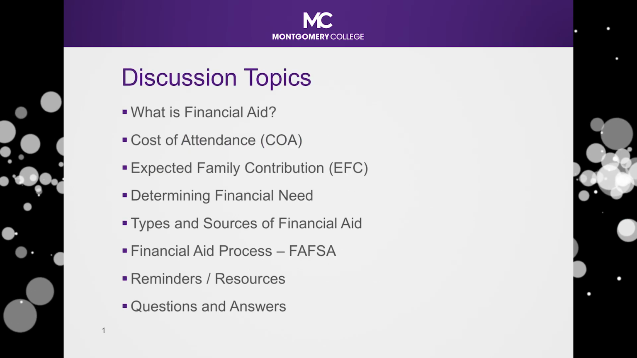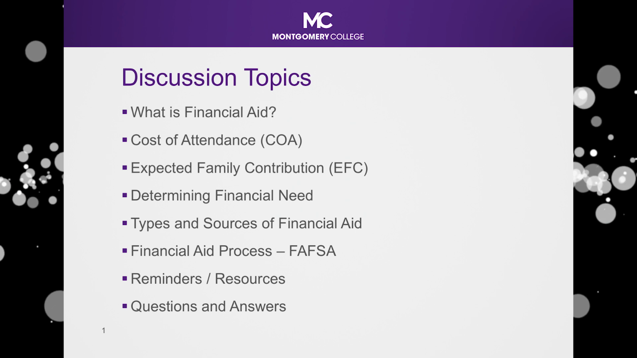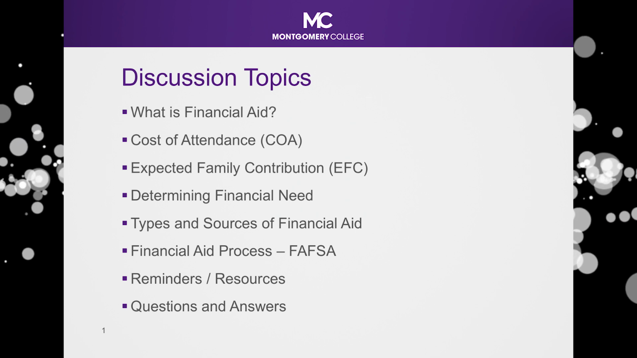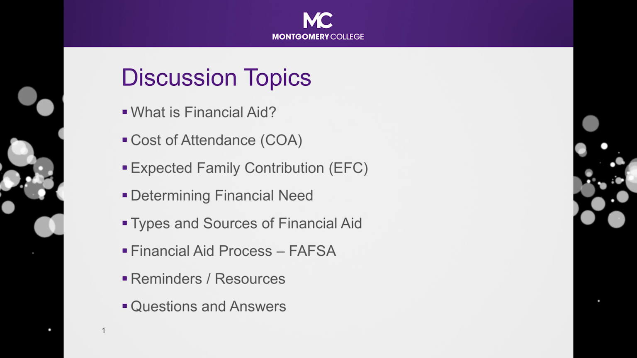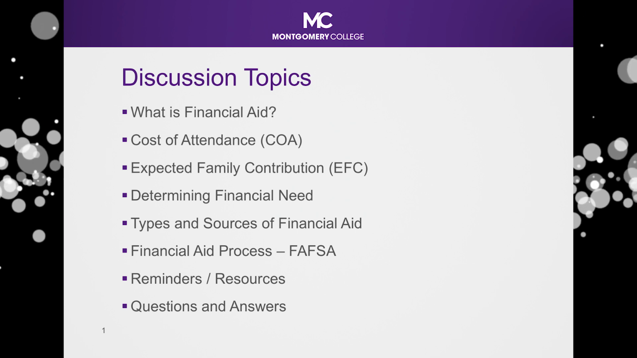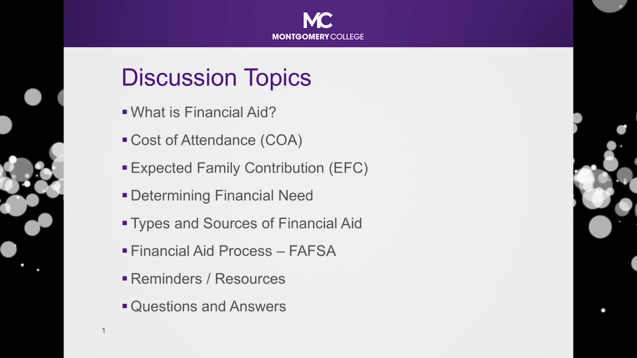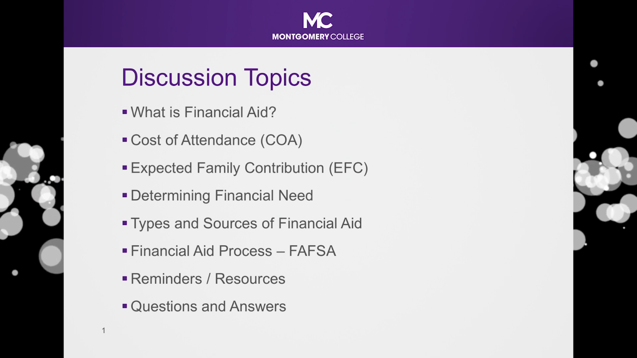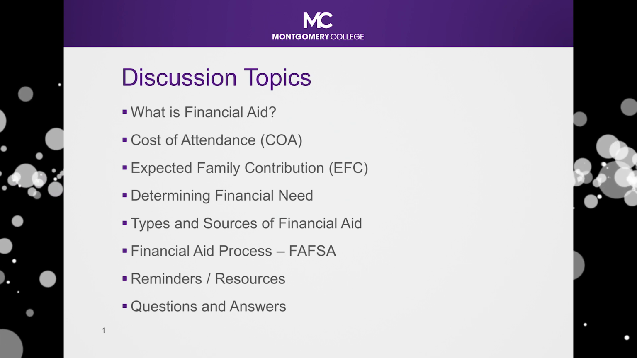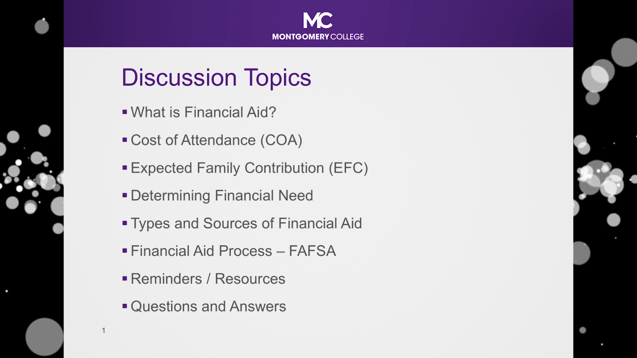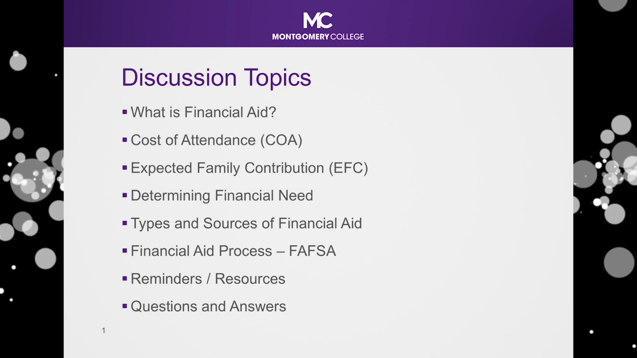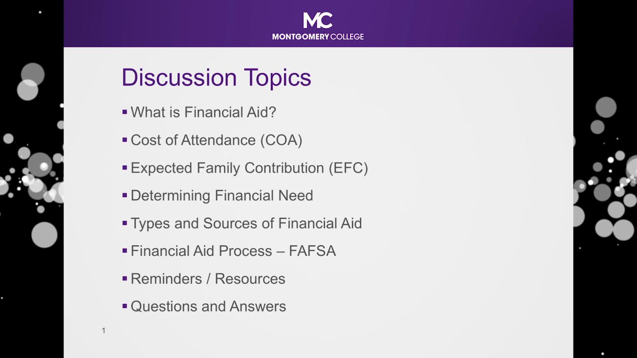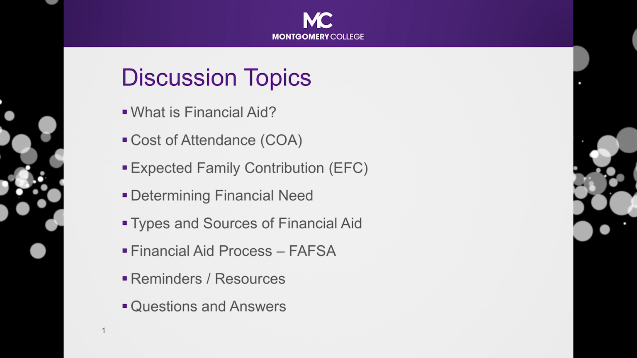Okay, what are we going to talk about tonight? We're going to figure out and define what financial aid really is. We're going to explain what it means by cost of attendance, what is an expected family contribution, how do we determine financial need, the types and sources of financial aid, the process, how do you go about getting financial aid, reminders, resources, and at the end, like I said, we'll have questions and answers.